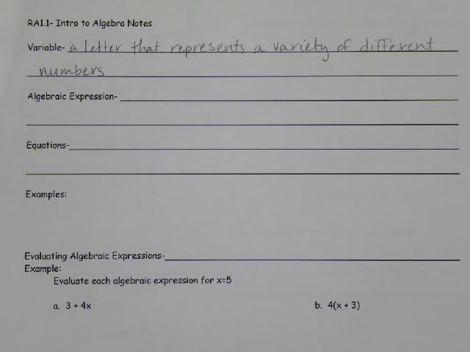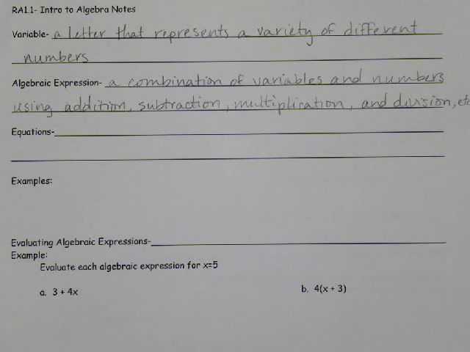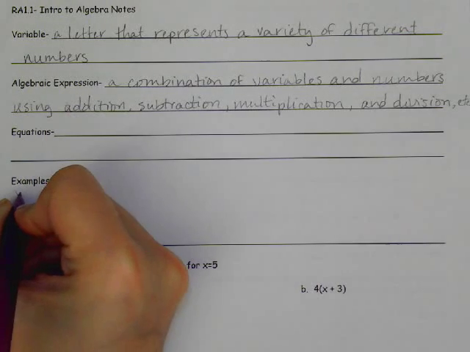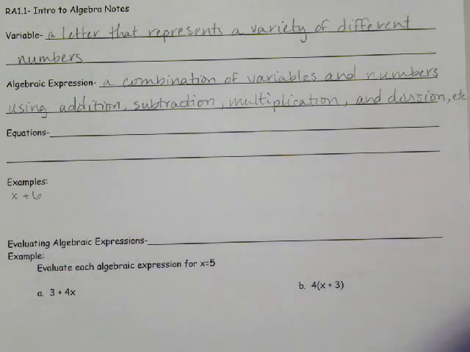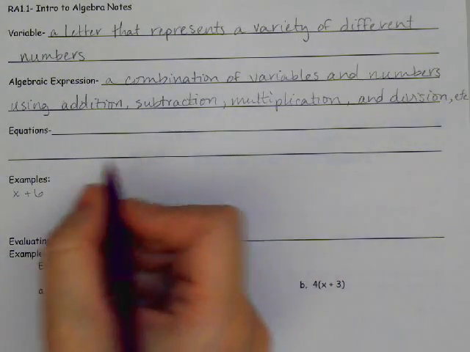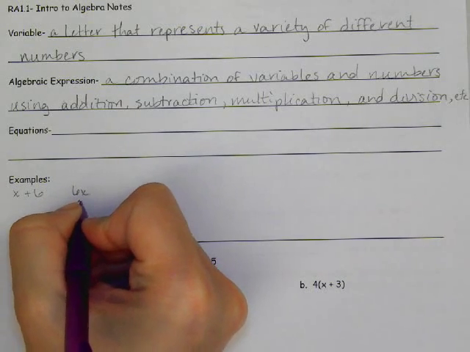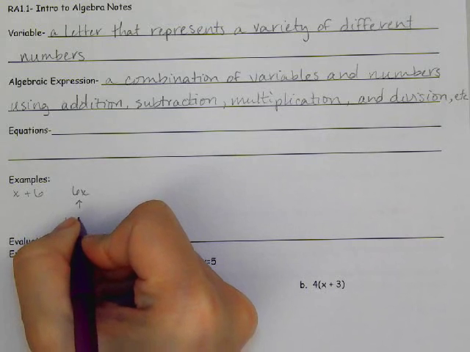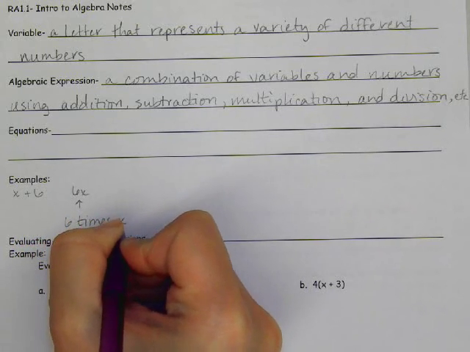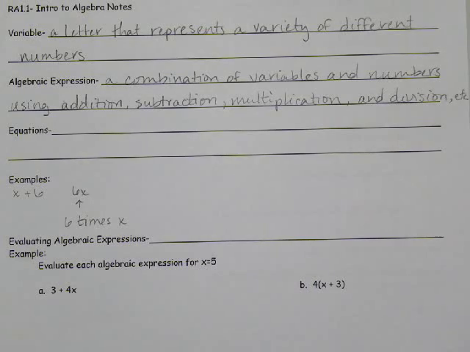A combination of variables and numbers using the operations of addition, subtraction, multiplication, and division, as well as powers or roots, which we'll get to later, is called an algebraic expression. Some examples of algebraic expressions: x plus 6. So that's some number with 6 added to it. 6x means 6 multiplied by x, or 6 times x. So 6 times some number.